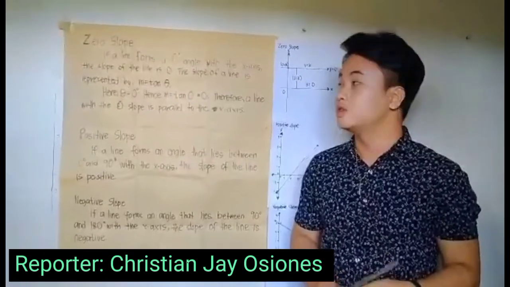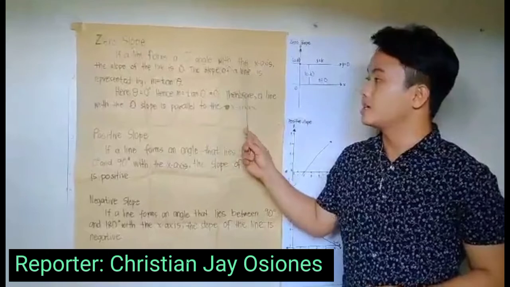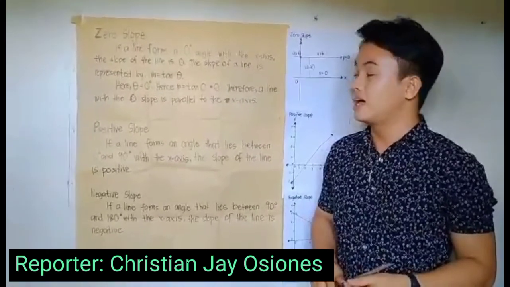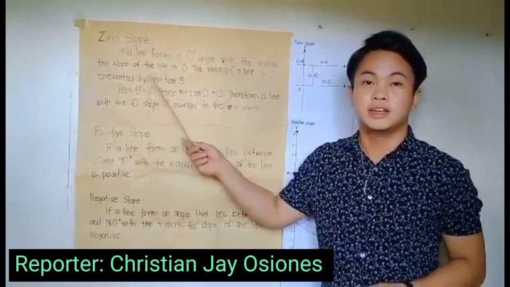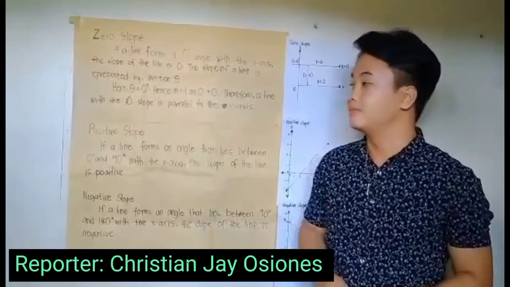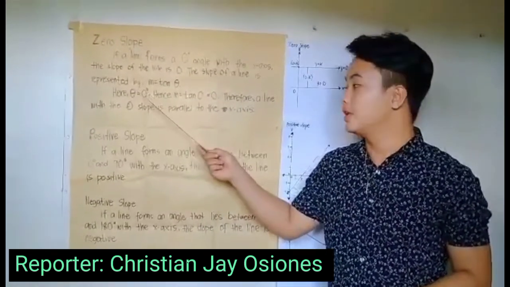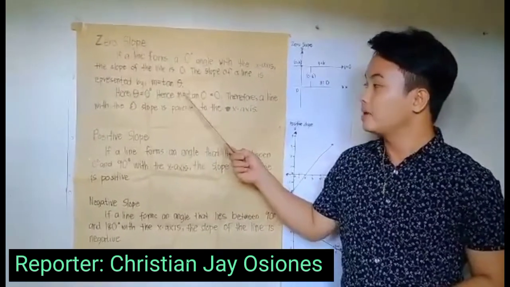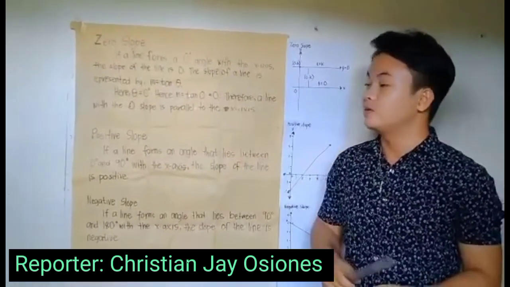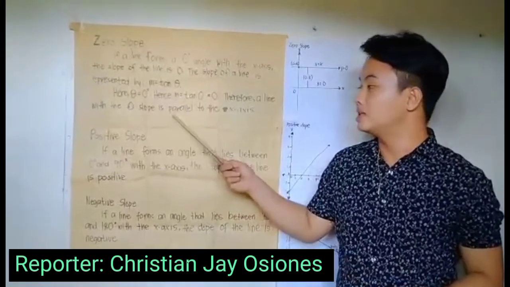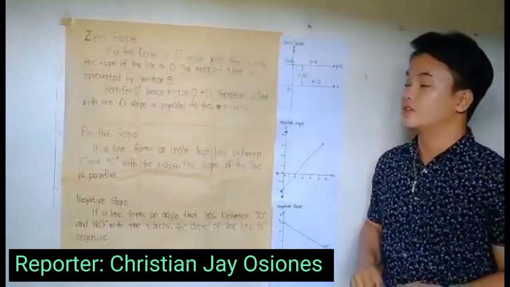First, we have zero slope. If a line forms a 0 degrees angle with the x-axis, the slope of the line is 0. The slope of a line is represented by m = tan θ. Here, θ = 0 degrees, hence m = tan 0 = 0. Therefore, a line with a 0 slope is parallel to the x-axis. So here is the figure of the 0 slope.